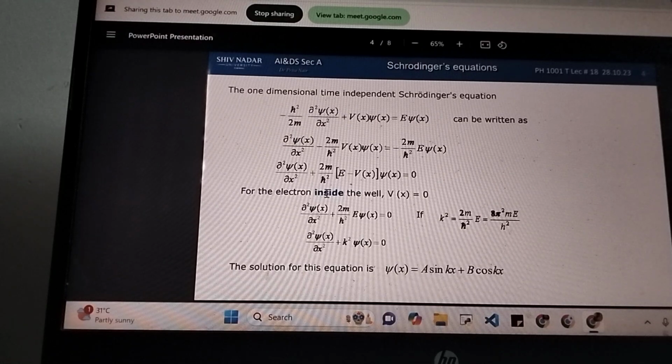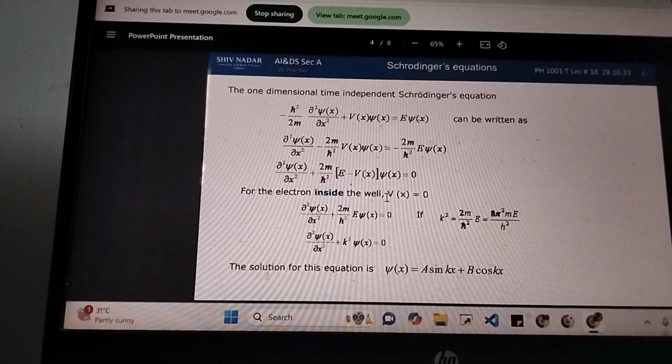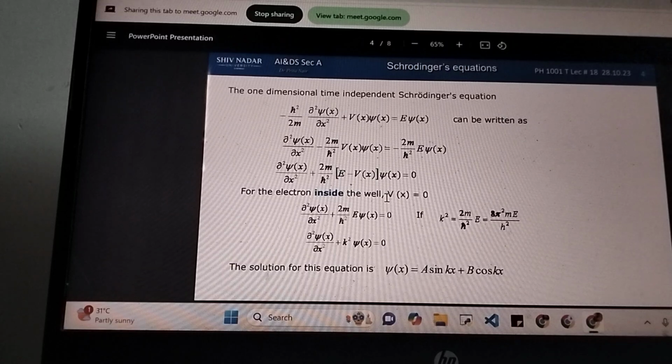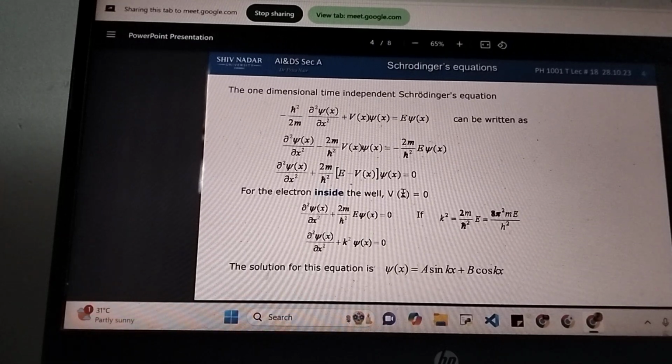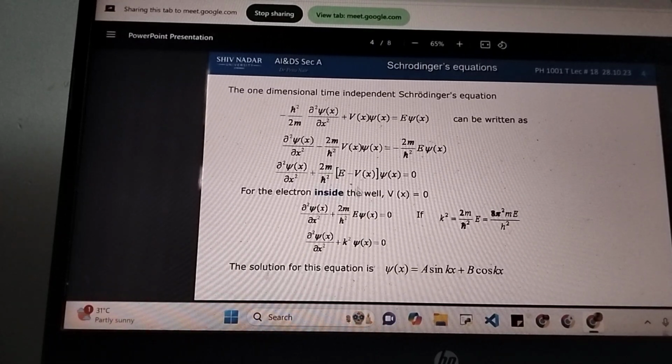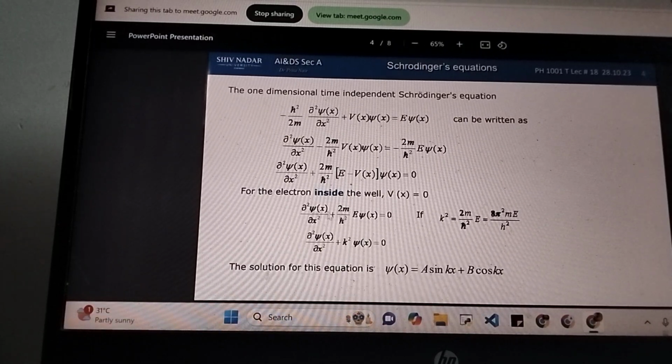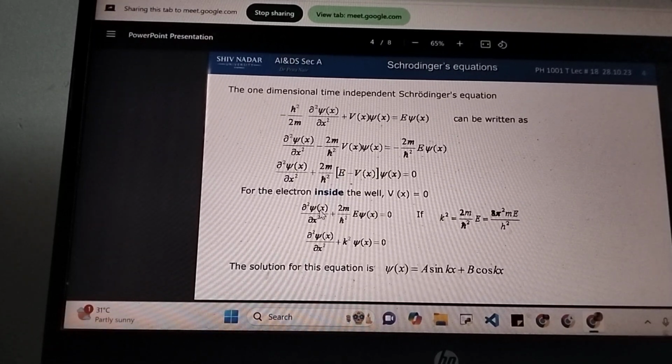And for an electron inside the well, potential is 0. We just discussed that the electron can exist only between 0 and L, and at any point between 0 and L, the potential V is going to be 0. So this V term becomes equal to 0. So we have the second derivative of psi of x plus 2m by h cross whole squared into E psi of x equals 0. This is what we have now.